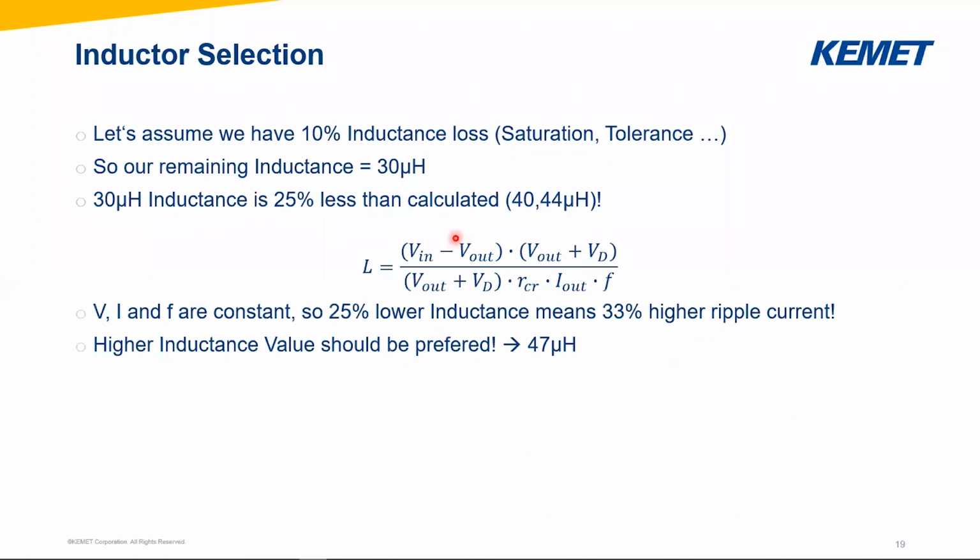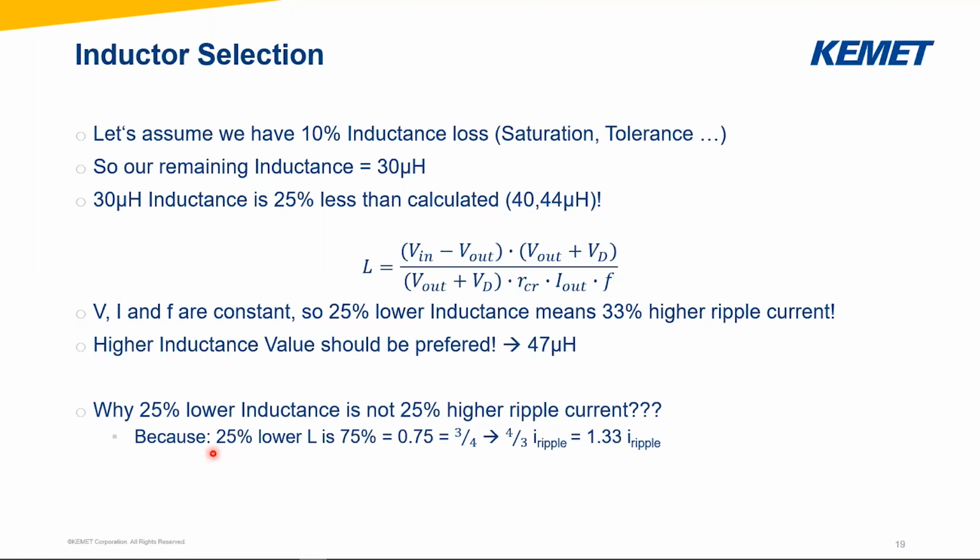If we look here, we know that the input voltage, the output voltage, the current, and the frequency are constant. The only thing that changes is my ripple current. And if I have a 25% lower inductance, that means I have 33% higher ripple current. And this is not good. So we should always prefer a higher inductance value.